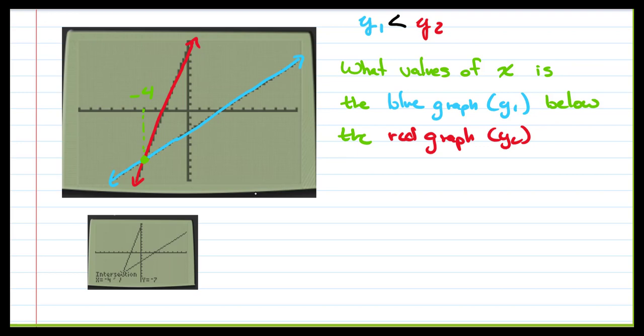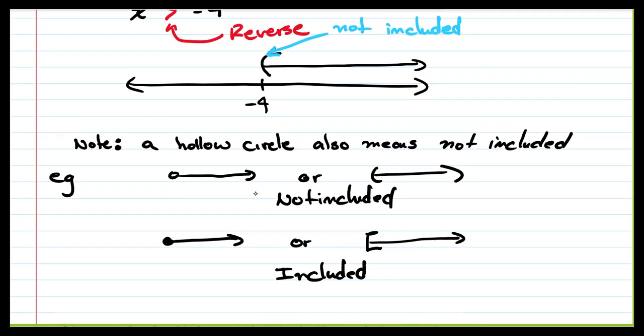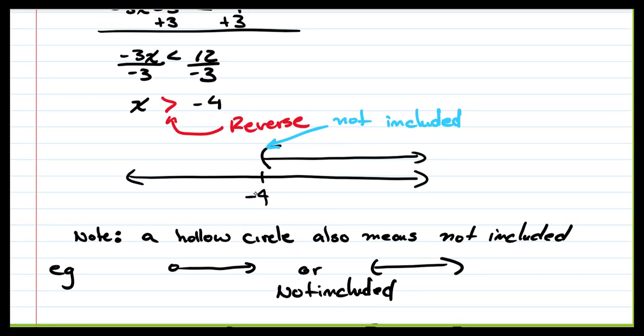So now we're ready to answer our question. So for what values of x is the blue graph below the red graph? Well, it's above until we get to x equals -4, and then the blue graph stays below for all of these. So then our solution would be all of those values right here. And notice that this is x is greater than -4. Well, does that look familiar? Oh, that's exactly the solution we got up here.